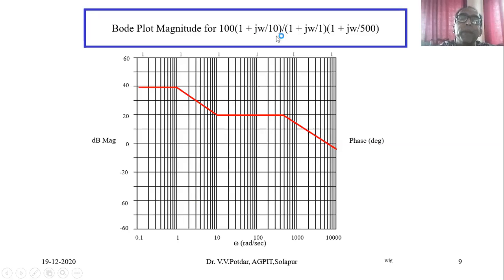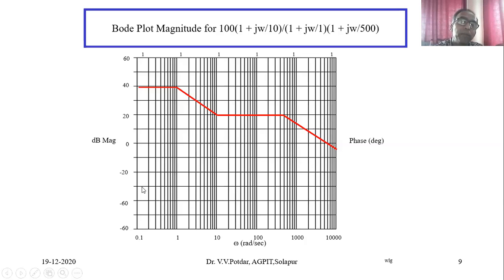So for the first factor, corresponding to frequency of 0.1, whatever phase angle value I get. For the second factor, similarly, I'll have tan inverse of omega by 1. For the third factor, tan inverse of omega by 500. And the net of the numerator terms minus the denominator term, the addition of these angles gives me the net angle. So for different values of frequencies, for 0.1 frequency, I get the resultant angle.